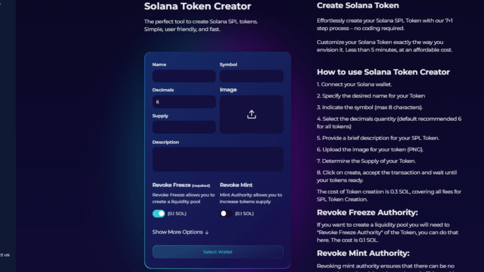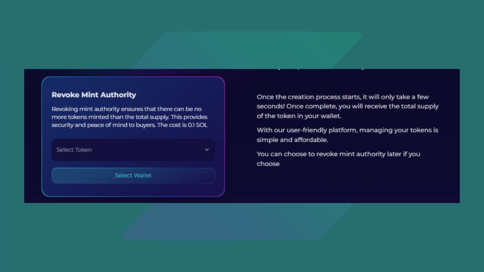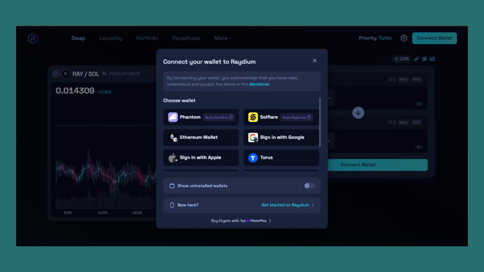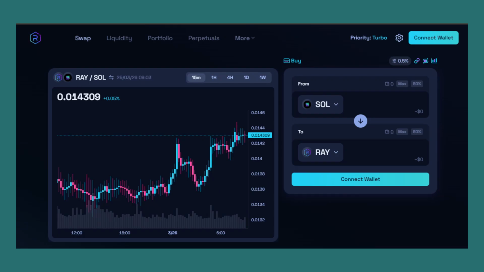Then next, still on Orion Tools, you'll need to revoke the freeze authority and revoke the mint authority. And now we're going to go over to Raydium. Connect your Phantom wallet to Raydium, then select your newly created token, configure order and price settings, then confirm and execute a transaction to create the market.